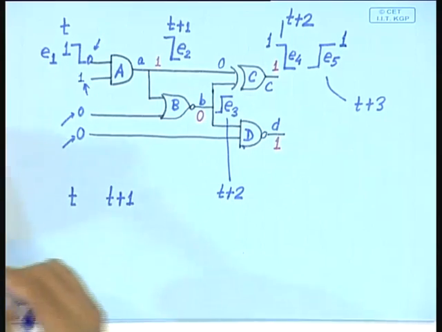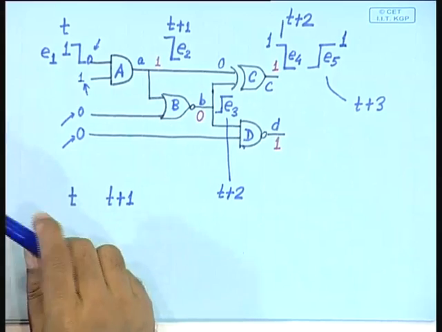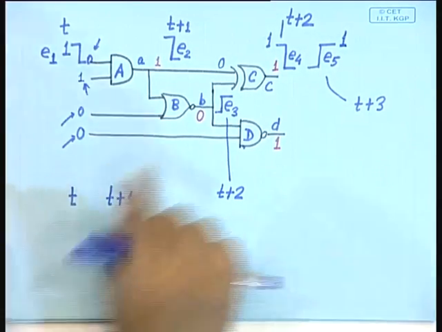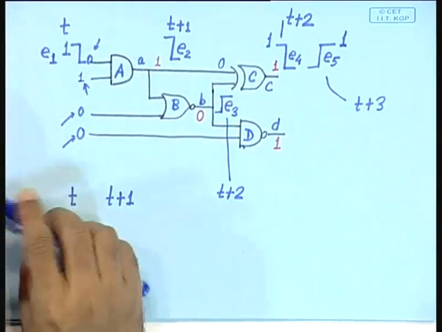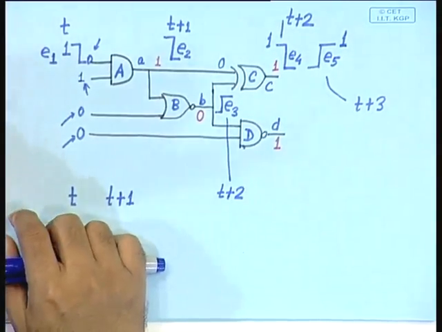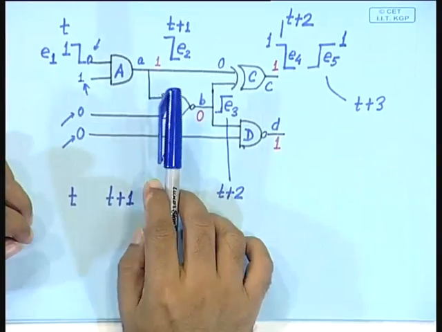Now, if you are doing some kind of analysis like power, for example, you want to see how much transition power is getting consumed. So, every transition, every glitch like this is going to eat up some amount of power. So, if you want to do that kind of estimation, you will need the event driven simulation, so that you are able to see all the intermediate events.